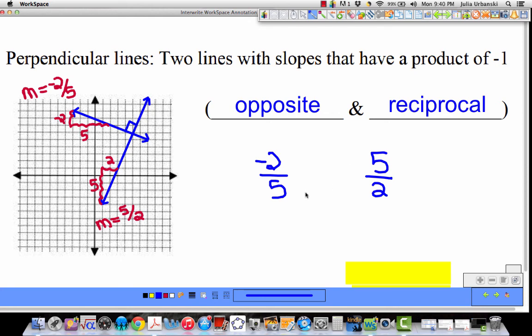But if you look at it, if you take these two slopes and multiply them together, that's what product means. These cancel, and you're left with -1. So opposites and reciprocals will always cancel out and leave you with -1.